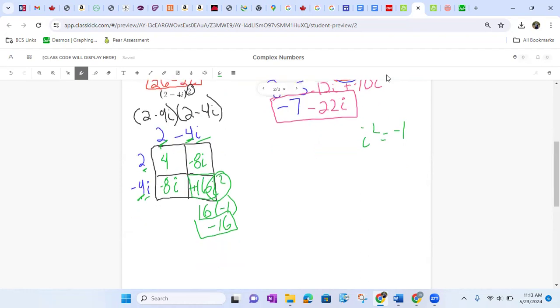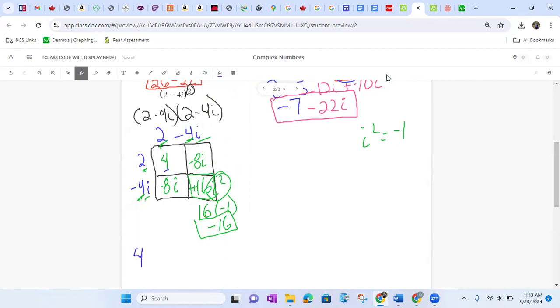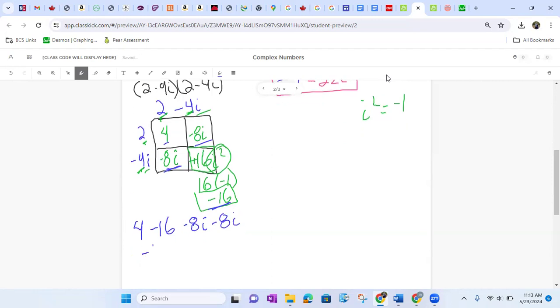And from here, we just start collecting the like terms. So I'm going to take those pieces out. So for the -16, the -8i, the -8i, okay? And then we're going to combine those like terms. So 4 minus 16 is -12, -8i plus -8i is -16i. We're adding them, we're not multiplying, and that's why there's not a square there. And there we have it. There is our expression after we multiply that complex set of numbers there.